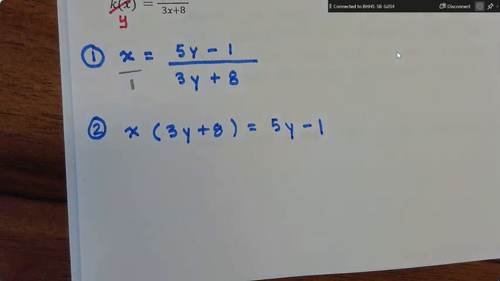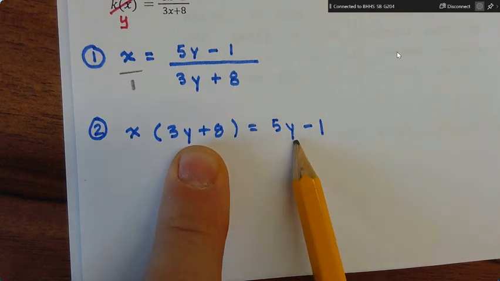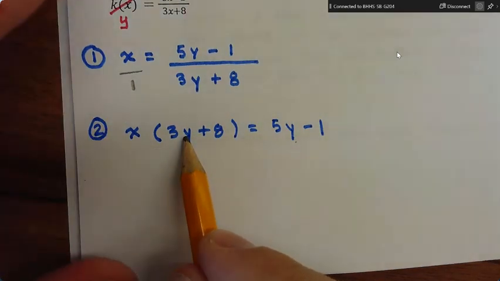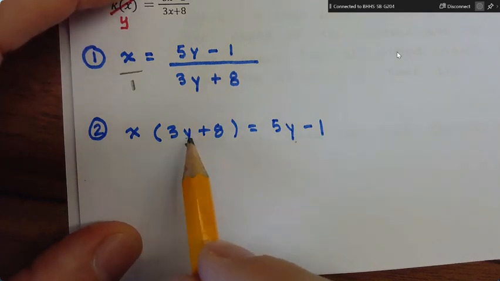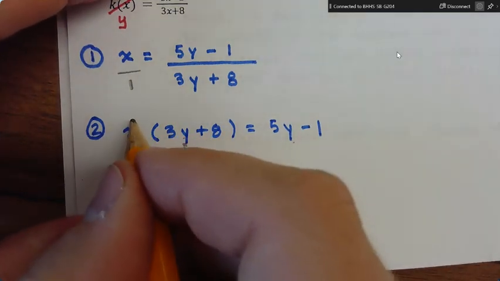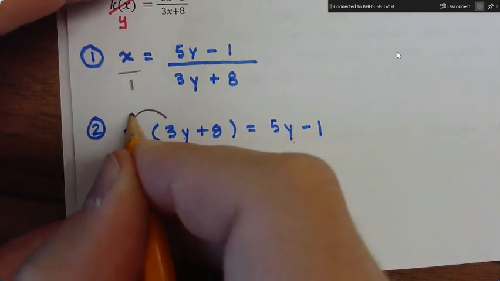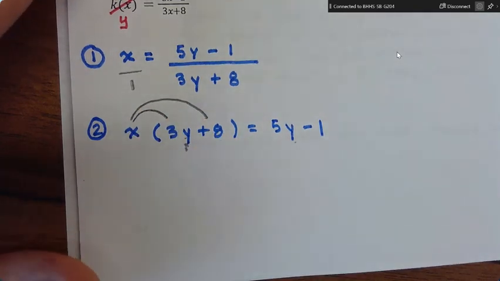And this is good because the fraction's gone, right? We want the fraction out of the way. But it's bad because we've still got two y's, and one of them is trapped inside the parentheses. So let's get it out of those parentheses. We're going to take that x, and we're going to distribute it to these two terms.